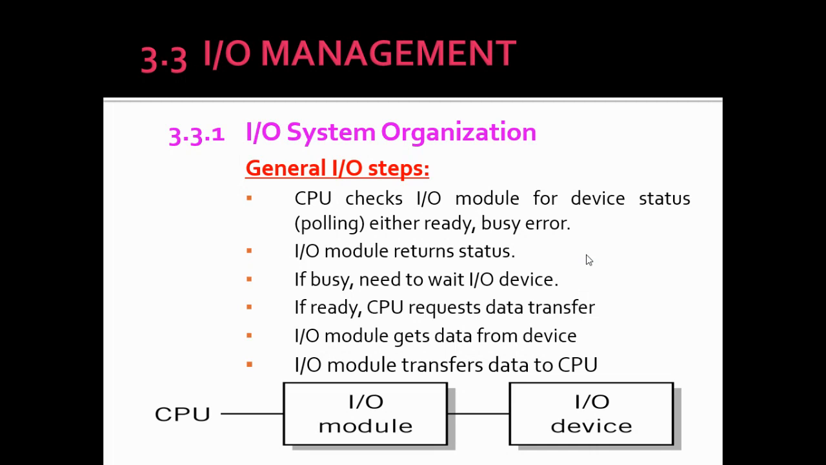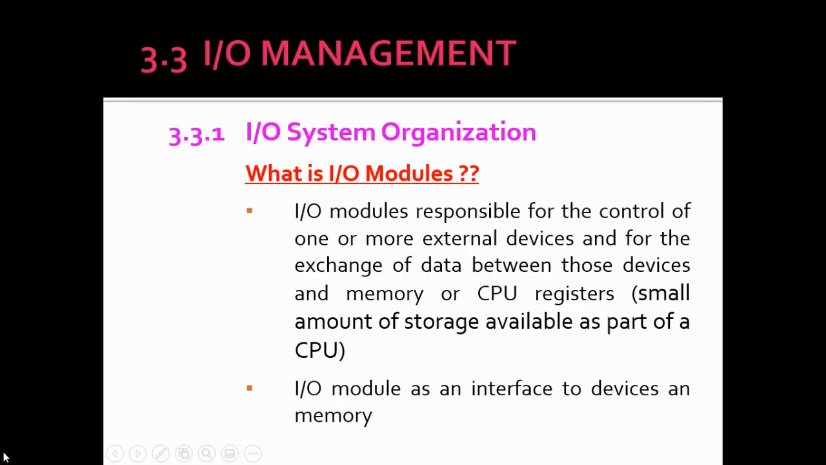For example, the input output module for a printer is always ready. It's just waiting for any data to be put inside it and for it to run the process. And the input output module transfers data to the CPU continuously. Okay, continuously it will transfer data to the CPU.